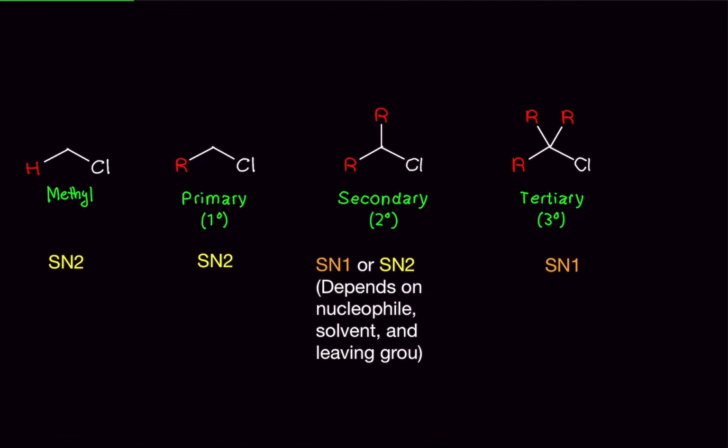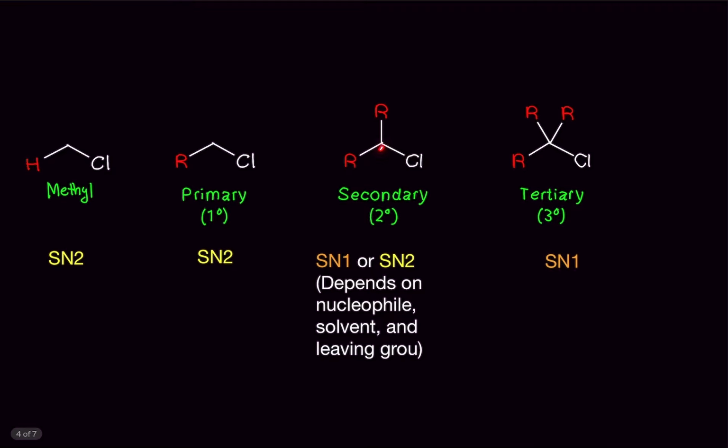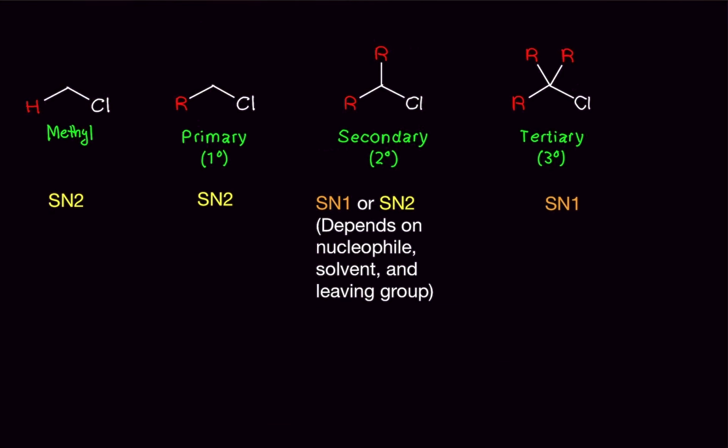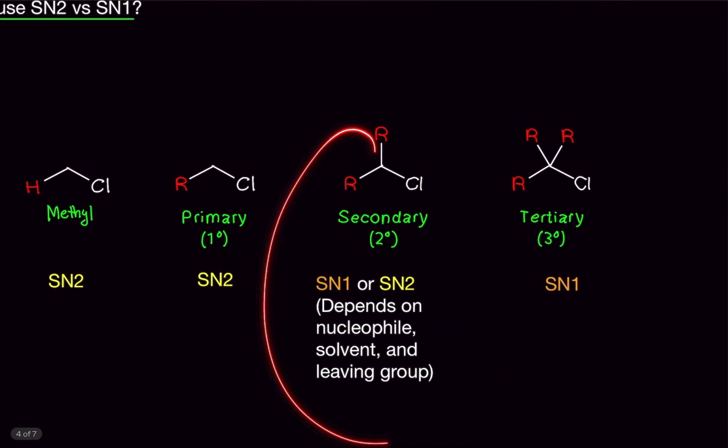Then we have a secondary alkyl halide. This is when we have two R groups attached to the alpha carbon. It could be either Sn1 or Sn2, but it will depend on the strength of the nucleophile, the solvent, and the leaving group. This is a little bit more advanced, so we'll get onto that in a different video.